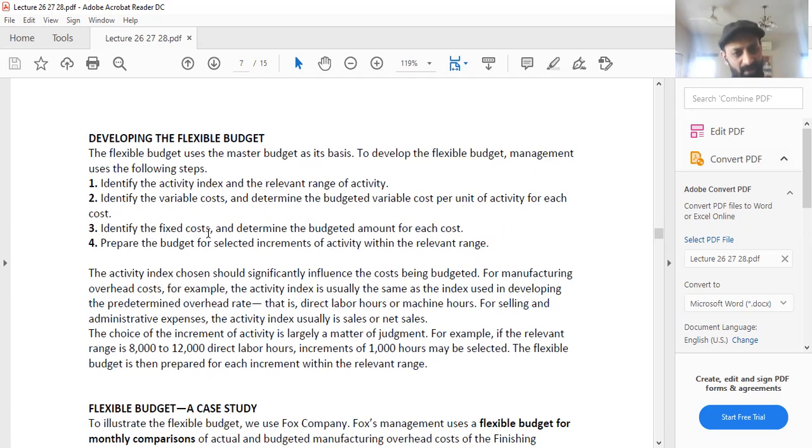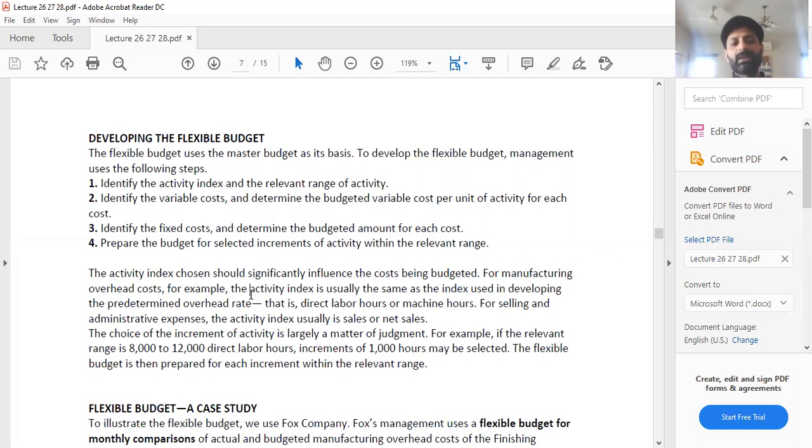Then we identify the fixed cost and determine the budgeted amount for each cost. You know, fixed cost remains the same whether you produce 1 unit or you produce 1000 units. There is no change in the fixed cost. So you pinpoint the budgeted fixed cost for that period and you identify it.